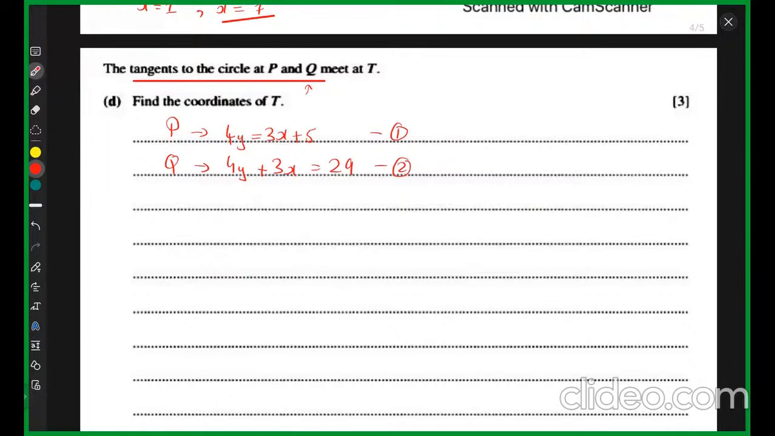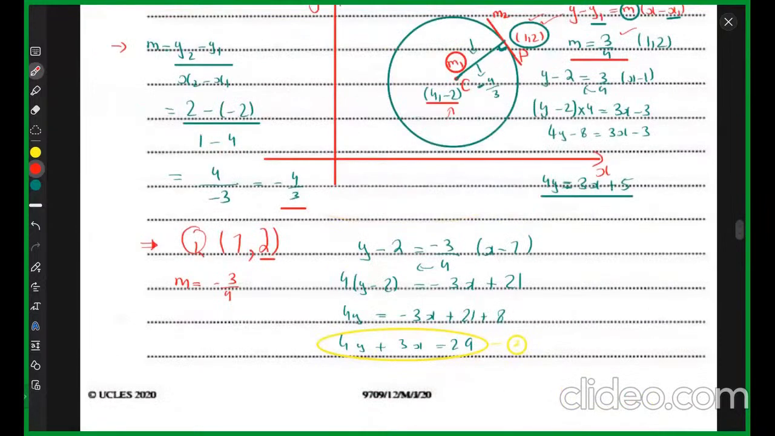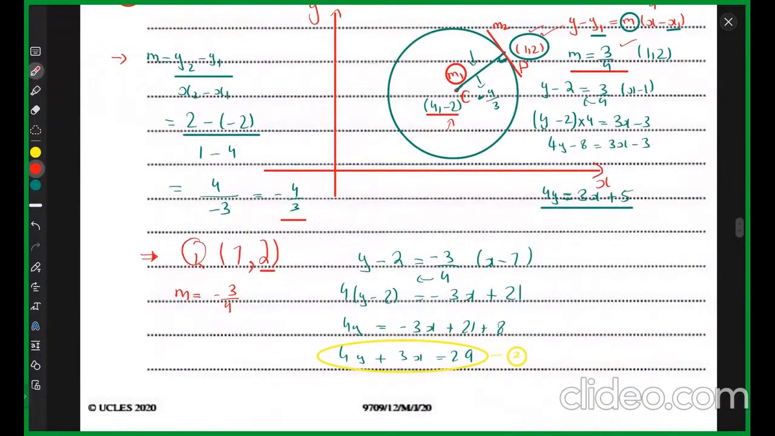Miss, can you go up? Yes, Miss, definitely. Can you go to the C part? The place where you did the work. Oh, right, yes. Miss, why did you write the gradient as -3 or 4? It is 3 or 4, right?